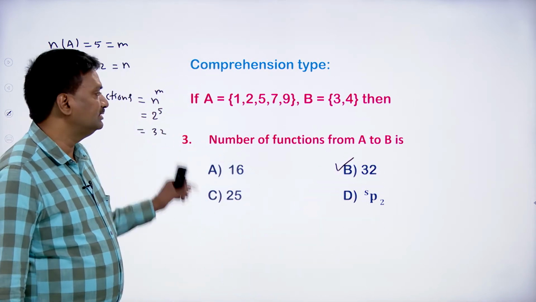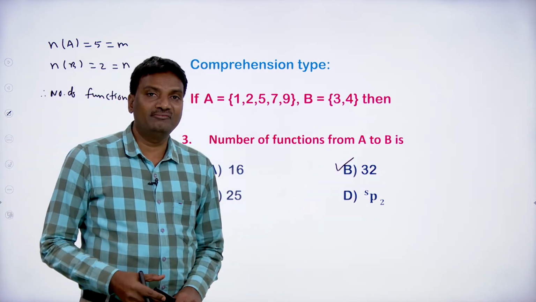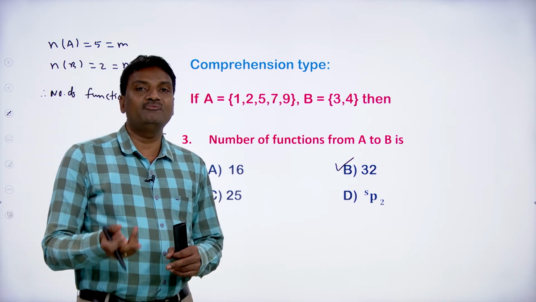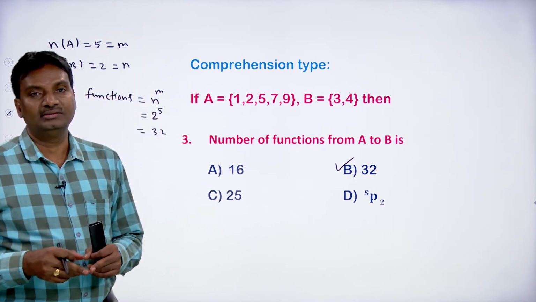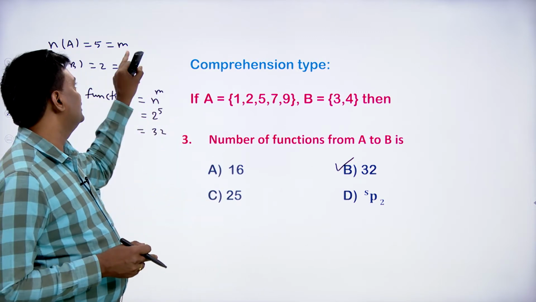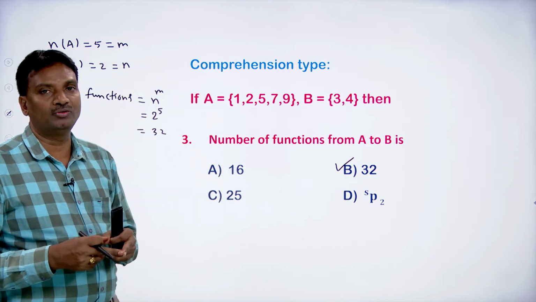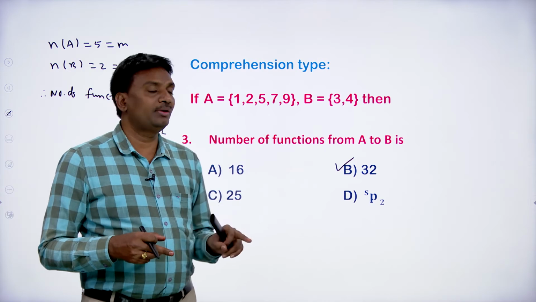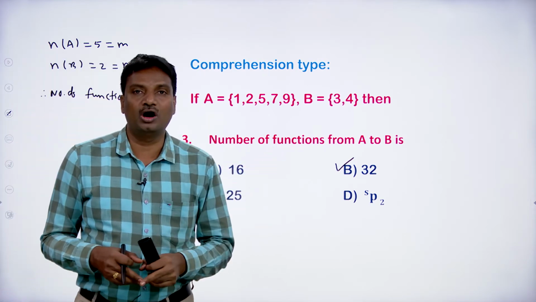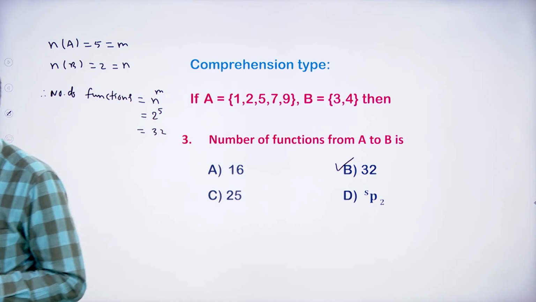If the number of elements in A is m and the number of elements in B is n, then we can define n power m functions from A to B, where in place of m we have 5 and in place of n we have 2. So the number of functions from A to B is n power m. So that is 2 power 5, 32, option B. So take the screenshot.